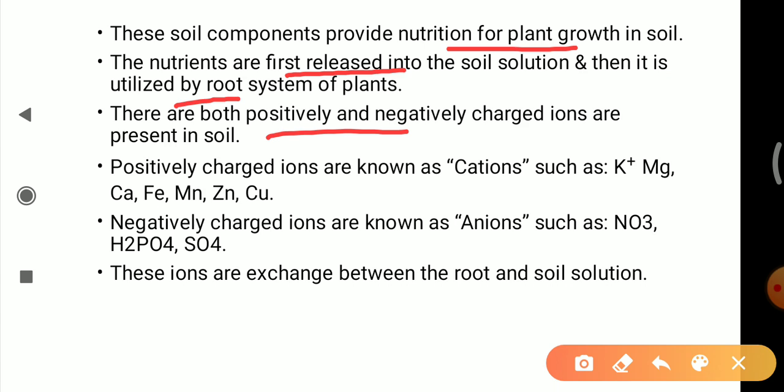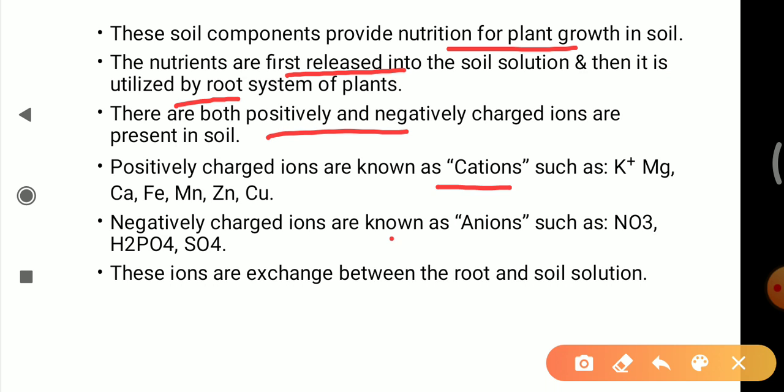A positively charged ion is known as a cation, such as K+, Mg2+, Ca2+, Fe3+, Mn2+, Zn2+, Cu2+. These are all positively charged ions, known as cations, that are present in the soil.